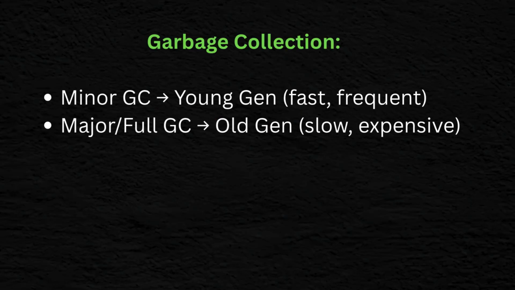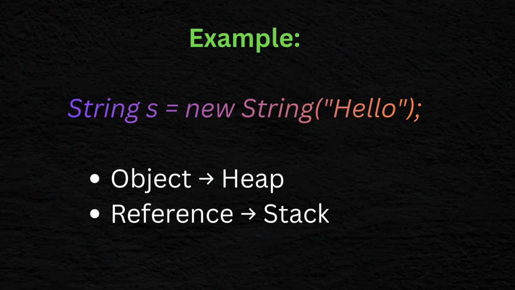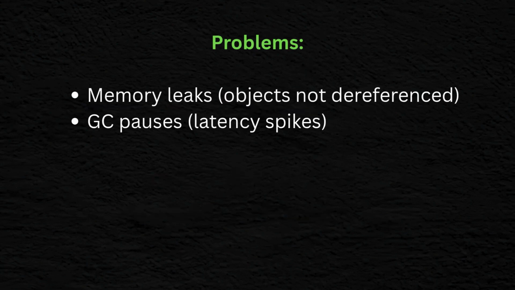Garbage collection works in two main ways. Minor GC happens in young generation. It is fast and frequent. Major or full GC happens in old generation. It is slower and more expensive. Here is an example. The object is stored in heap. The reference variable s is stored in stack. The common problems are memory leaks, objects not released, and GC pauses, which cause latency spikes.